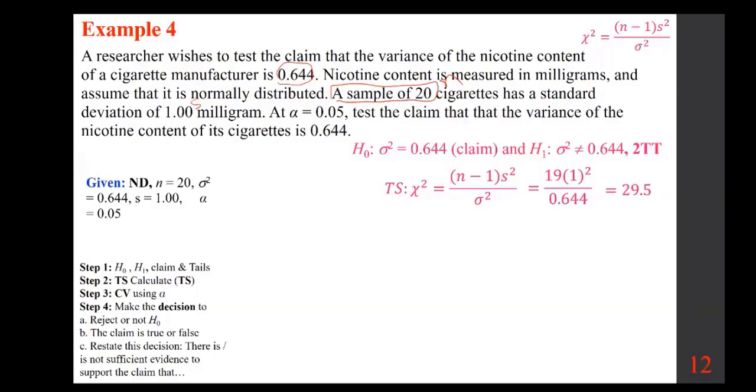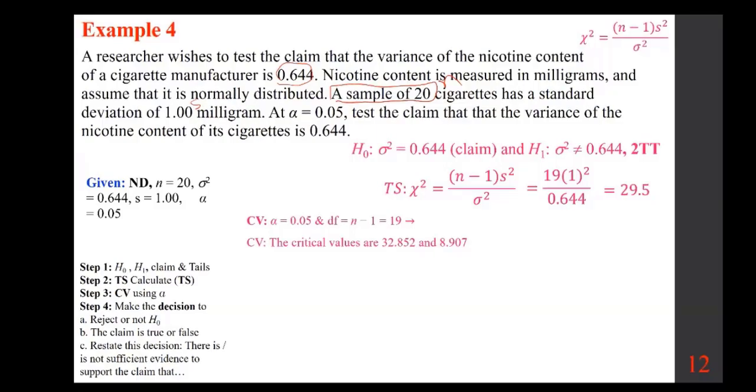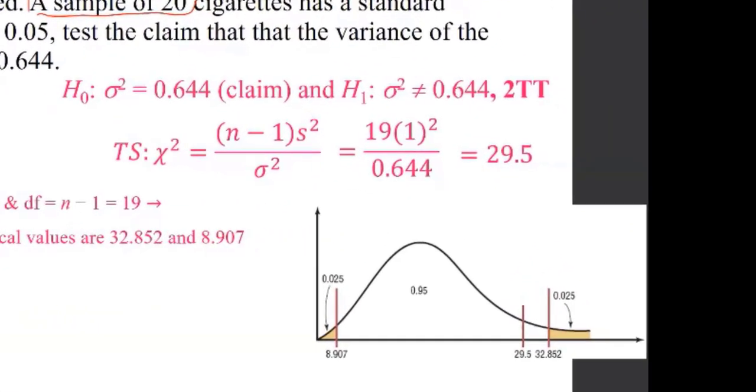And so what happens next, you need the critical value. Alpha is given as 0.05. Degrees of freedom is n minus 1, 20 minus 1 or 19. What about the critical value? There are two of them. There are two critical values. Why is that? Because it's a two-tailed test. Alpha is 0.05. Degrees of freedom is 19. You look up the table. You end up with those numbers: 8.907 as chi-squared of the left. This is called chi-squared of the left. And this, 32.852, is chi-squared of the right.